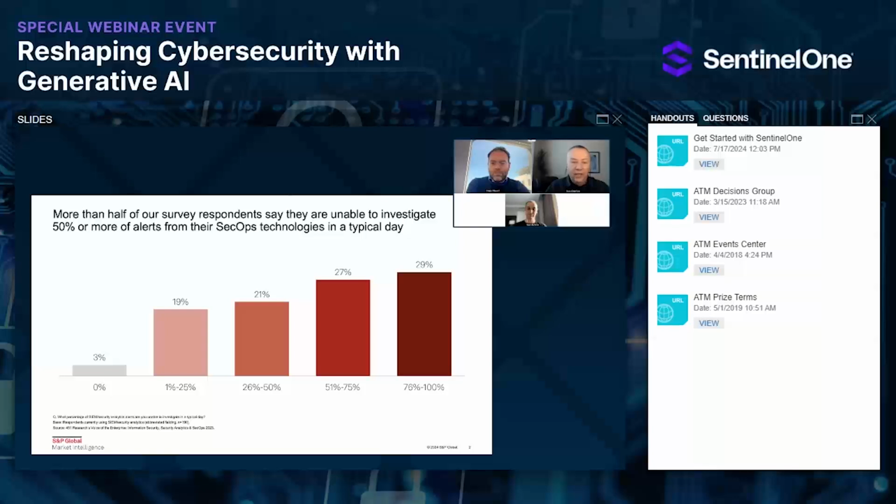And we average that. Year over year, it's been creeping up, but this year it actually went over 50% in 2 different dimensions. One is that more than 50% of our survey respondents cannot respond to or investigate more than 50% of the security alerts that they receive in a typical day. Now, this is very noteworthy as far as both of those numbers going over 50%.